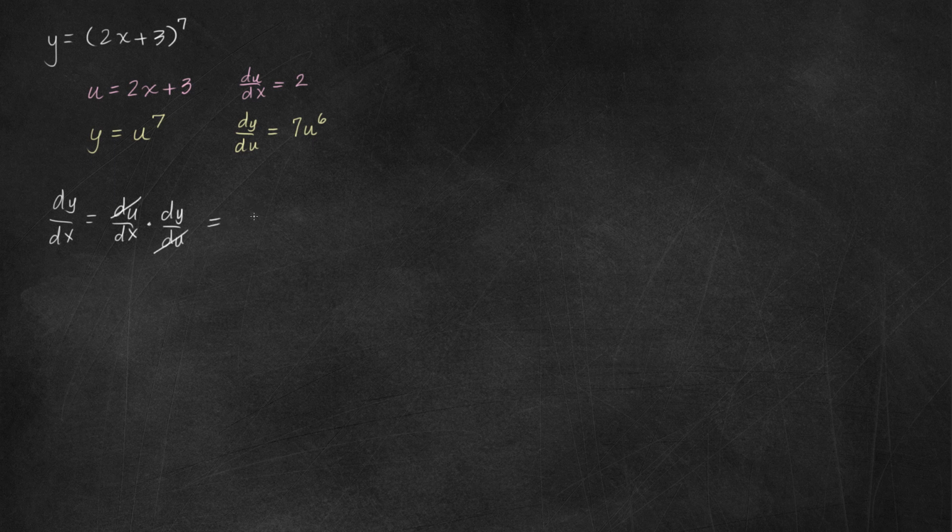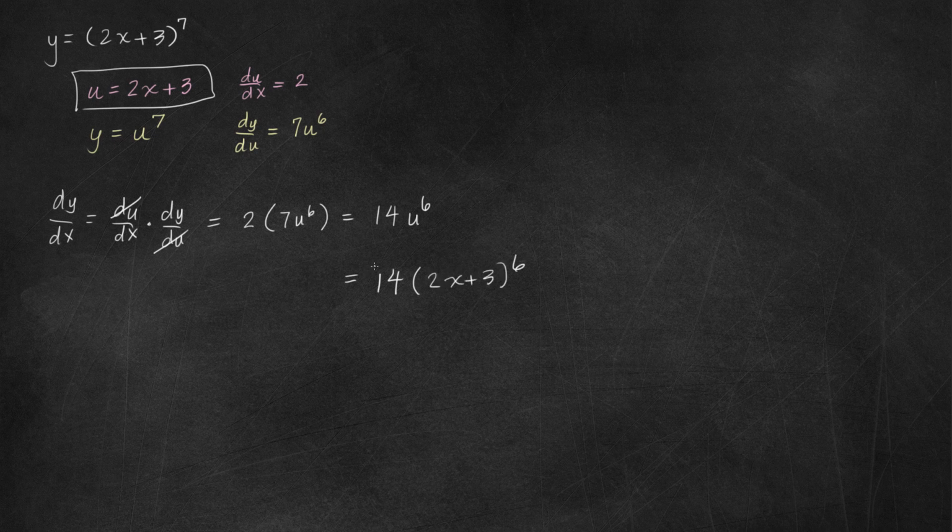So that's going to be my 2 times my 7u to the power 6, which gives me 14u to the power 6. And then we need to write our final answer in terms of our original variable x. So we replace u with what u is equal to in terms of x. So u is 2x plus 3, to the power 6. So that is the derivative of y with respect to x.